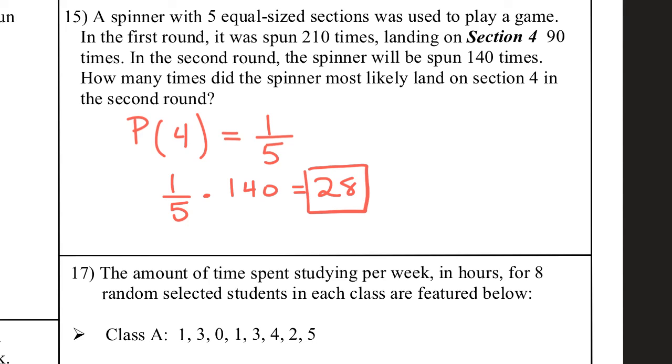So a little bit of a trick question in number 15. An estimation, still it's a prediction. We don't know if we'd actually get 28, but based on all the data here, 28 is a reasonable estimate for the number of times we would land on section 4.